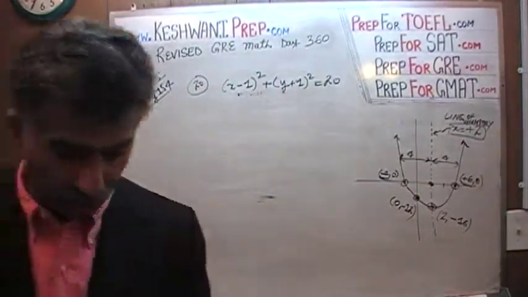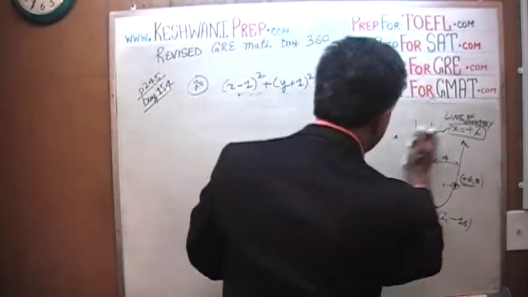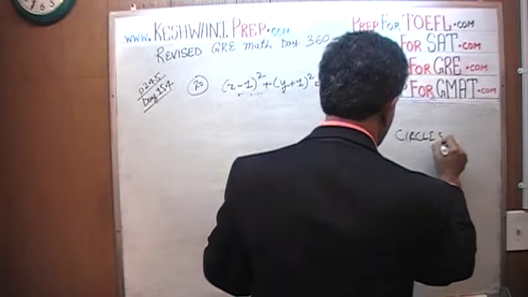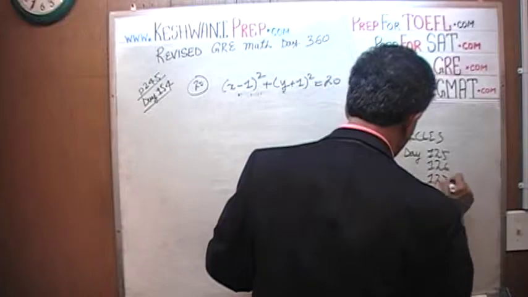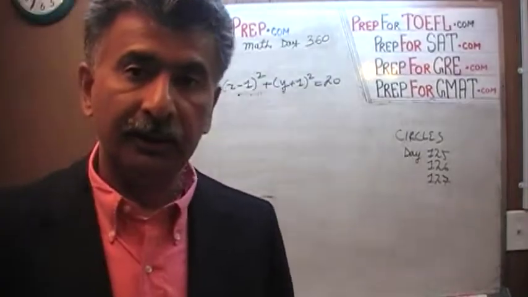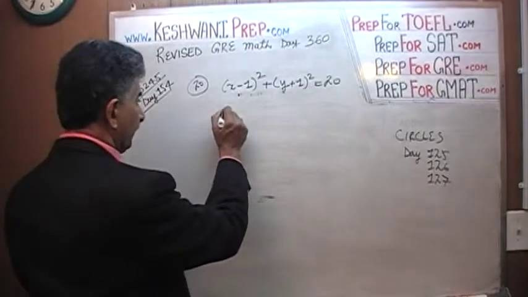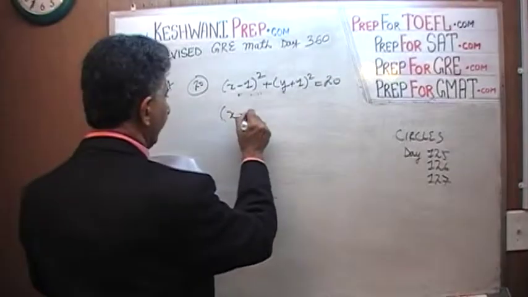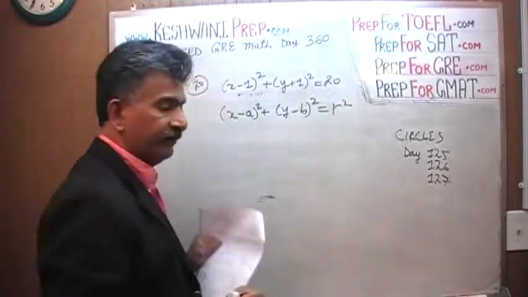Now we know from our videos on day number 125, 126 and 127, and if you haven't watched these 3 videos, make sure you watch them, because that's where you're going to learn the derivation of the equation of the circle. Don't memorize the equation. The equation goes something like this: (x minus a) squared plus (y minus b) squared equals r squared. But like I said, don't memorize it.